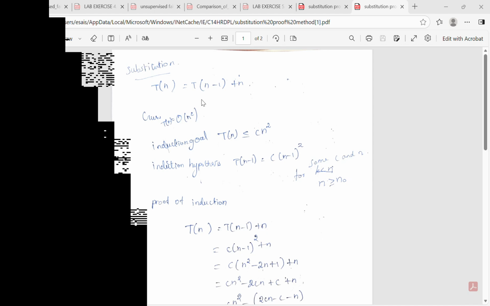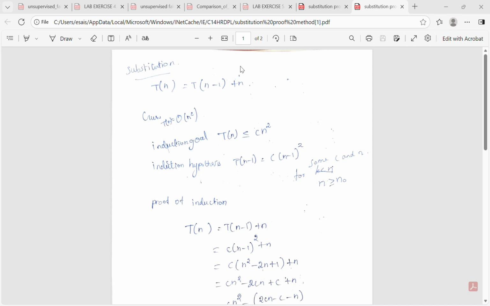Hi everyone. To solve recursion, to find the time complexity of a recurrence, we have four methods: the iteration method, the substitution method, the subtree method, and the master's theorem. I'll explain the substitution method. The iteration method is not in our syllabus; for that also, I'll forward the video.